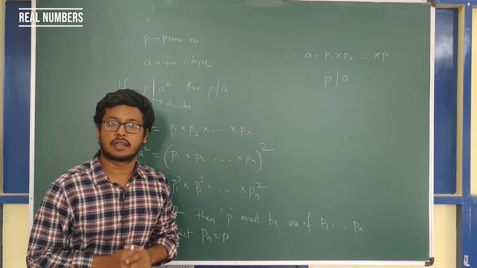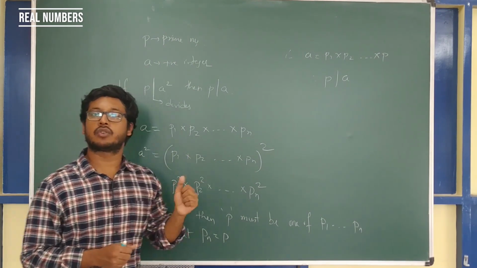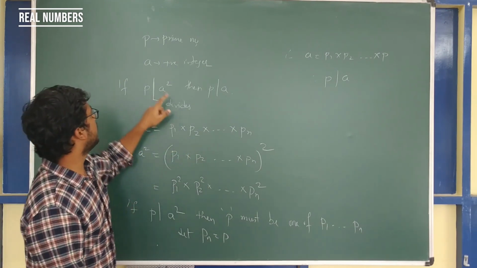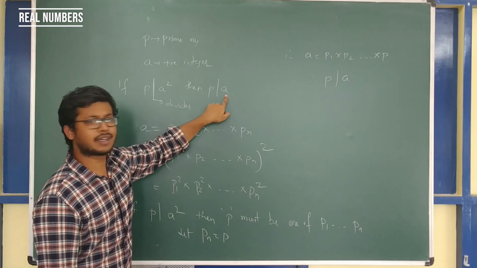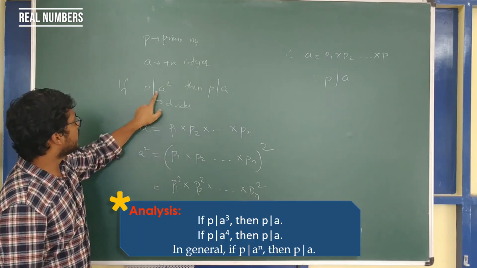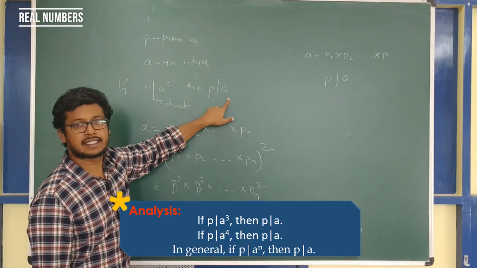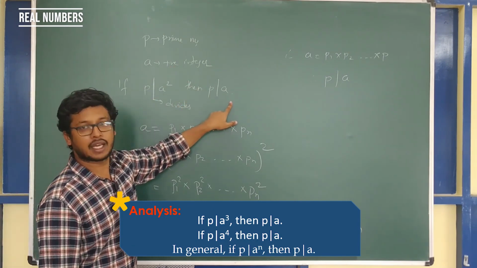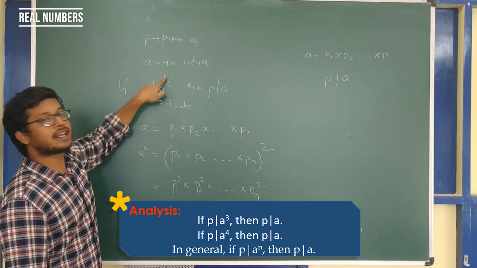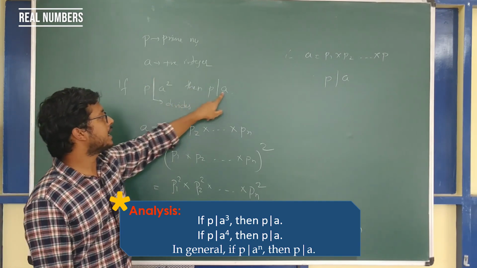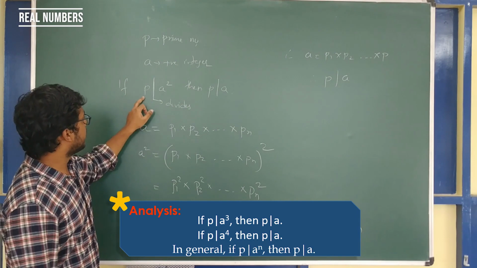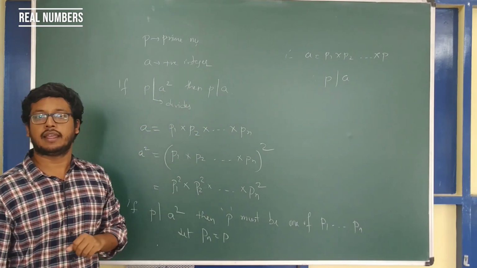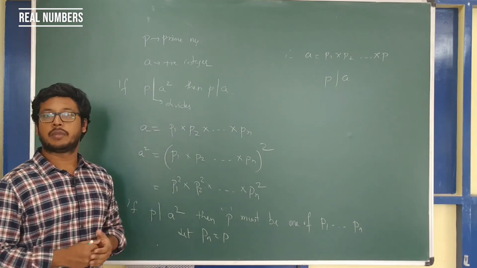Please understand this carefully. Very powerful theorem. We are going to use this one multiple times. One analysis that can be done here is that if p divides a square, p also divides a. You can generalize this one. If p divides a cube, then p also divides a. Obvious. If p divides a raised to 4, then p again divides a. If p divides a raised to n in general, then p will again divide a. So if p divides any power of a, then p definitely will divide a. That is one simple analysis that you can make out of this one.